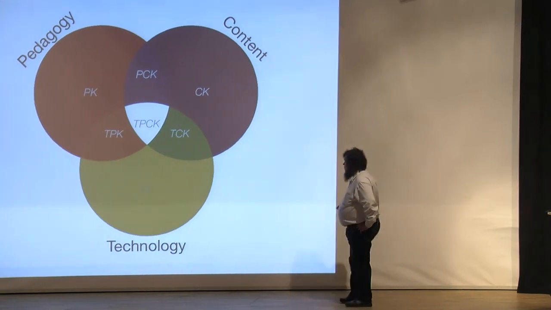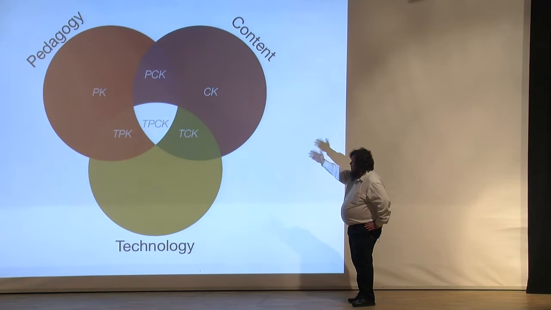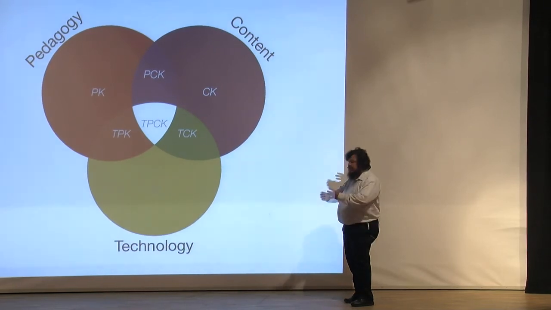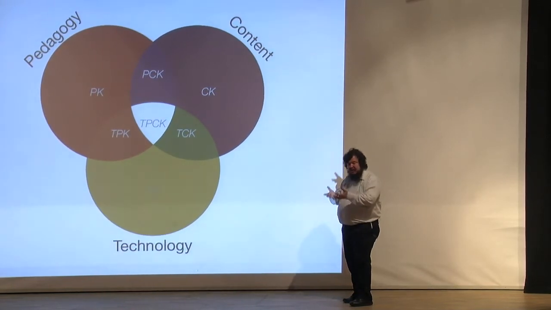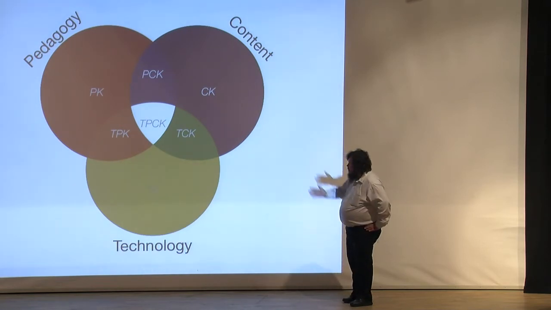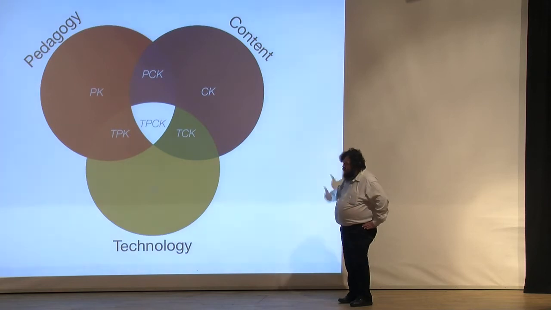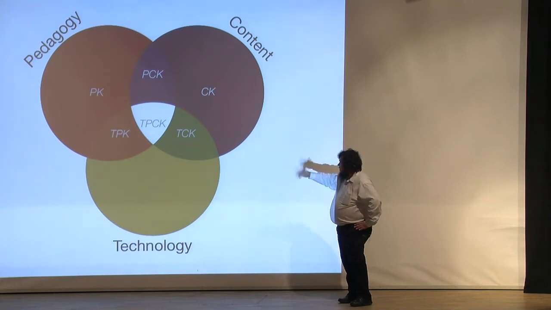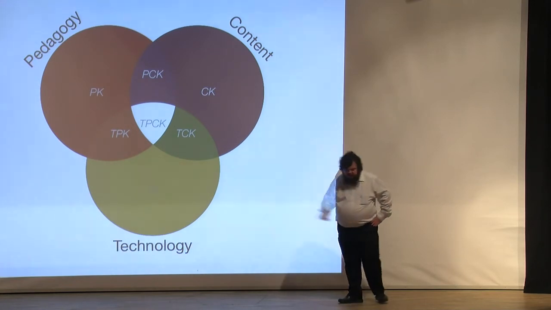So for instance, PCK refers to that portion of pedagogy for teaching a specific content area. If you're teaching, say, algebra, it might be the research we have on how people perceive visually and how that relates to how they understand graphs. TPK refers to how a particular technology can be used to implement a particular pedagogical approach. TCK refers to how a particular technology is transforming a content knowledge area.